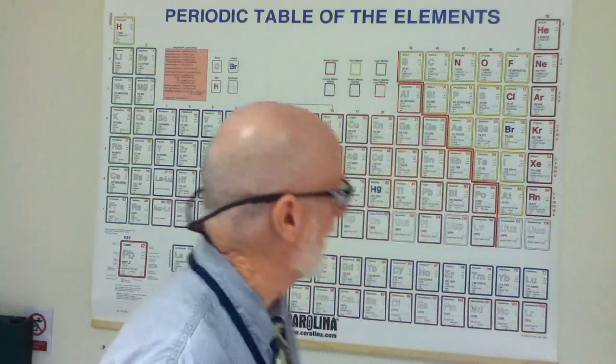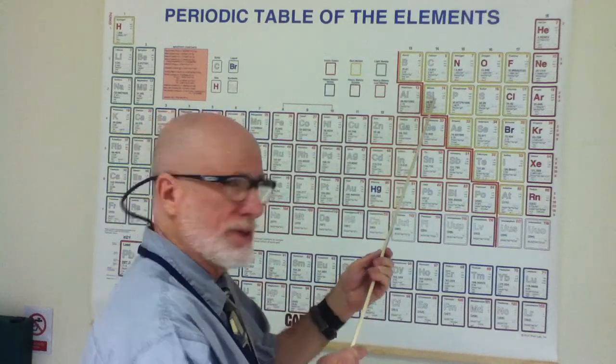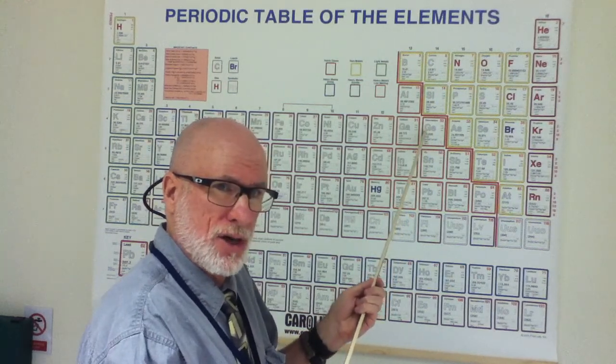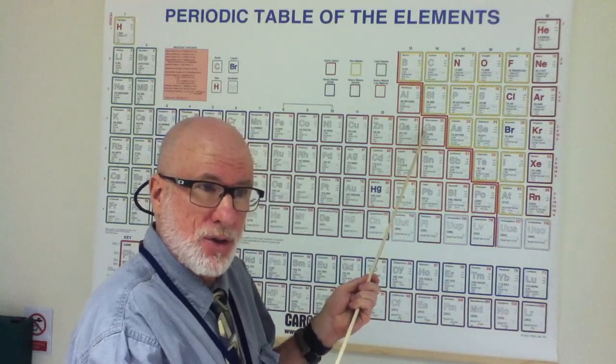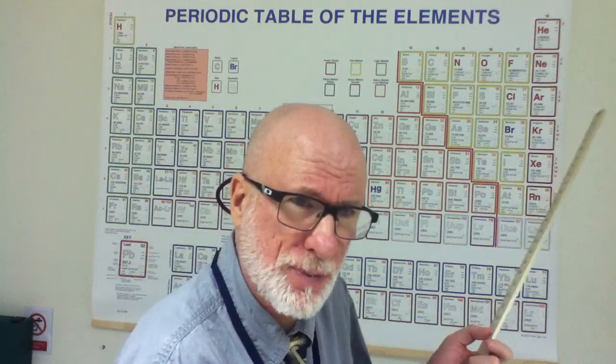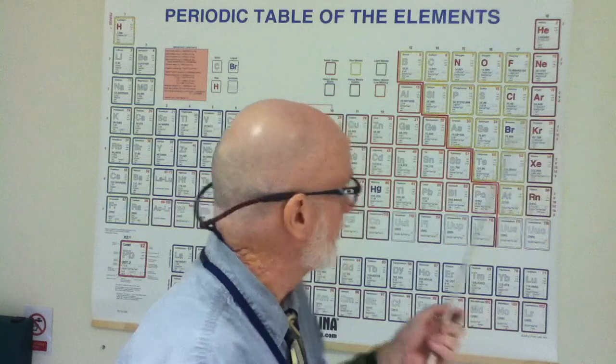It says silicon and germanium. Okay, good. Silicon is here. Look where silicon is. Germanium is right here. So they're metalloids, aren't they? So metalloids are in semiconductors. Is that semiconductors you're looking up or superconductors? Semiconductors. Okay. What's a semiconductor?